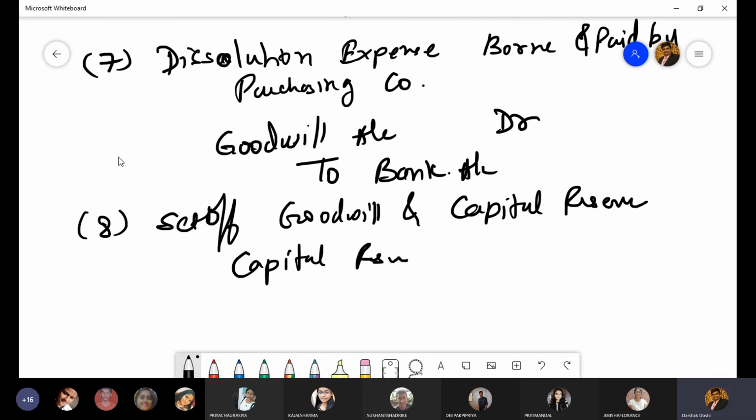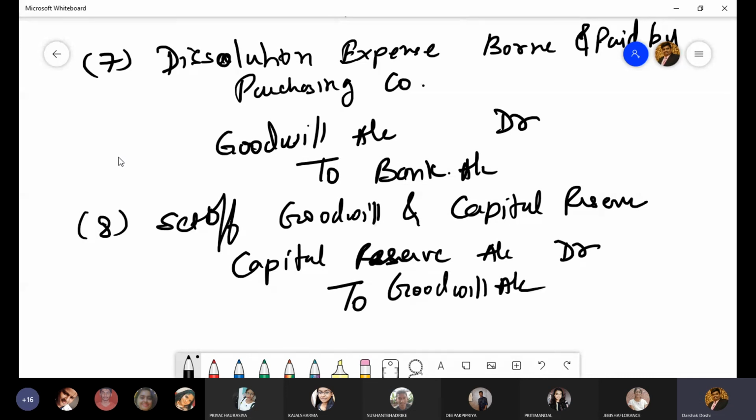capital reserve account debit to goodwill account. Capital reserve account debit to goodwill account. Copy this down.